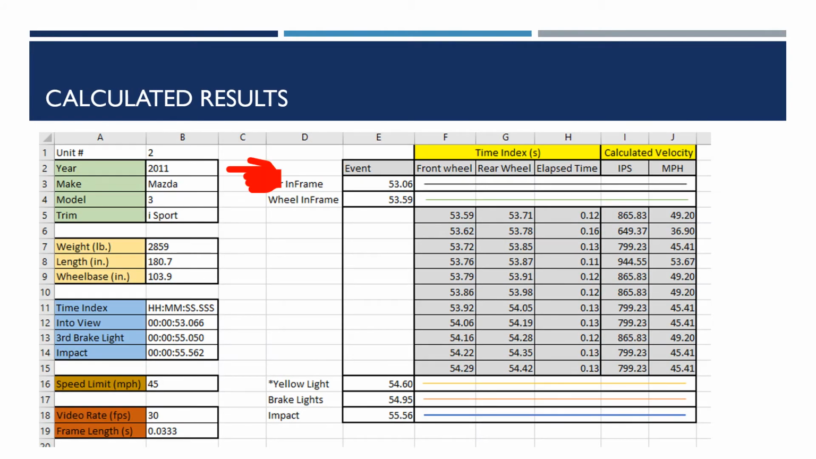In this table, we can see the vehicle information obtained from the police report, physical details about the vehicle, and reference information about the video and area. From the time indexes indicating the position of the front tire, and the corresponding time index of when the rear tire reaches the same point, we can take the difference in time to get the elapsed time. Taking this elapsed time and dividing the length of the vehicle's wheelbase by it, we can calculate the velocity of the vehicle in inches per second, and then easily convert that to miles per hour.